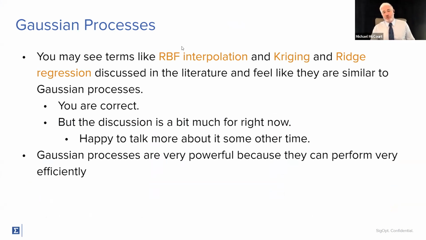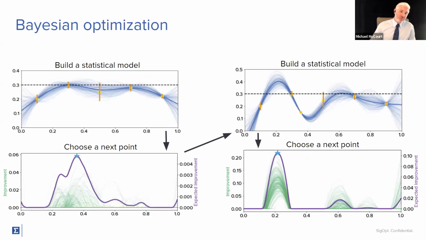Now, you may see terms like RBF interpolation, Kriging, ridge regression discussed in literature, and feel that these are all similar to Gaussian processes. You are right. They absolutely are. Very, very similar. They're not the same, but they are similar. I am more than happy to talk about this, but it's well beyond what we can talk about right now. So happy to talk about it later on or another time.